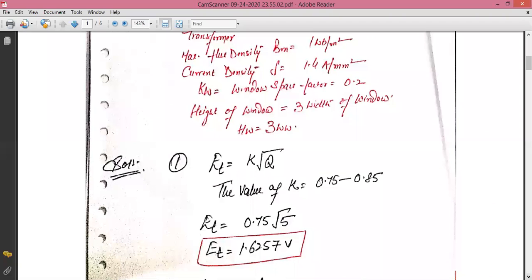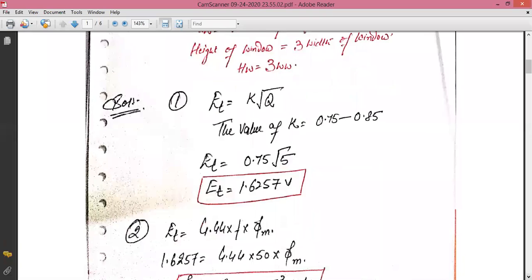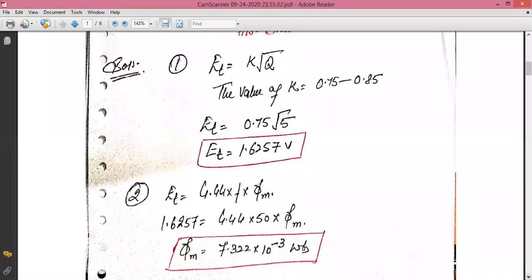you know that in step number two, we have to calculate the value of flux. So you can use the formula Et is equal to 4.44 into F into phi m. When you substitute all these values, Et becomes 1.6257 is equal to 4.44 into 50 into phi m, and from this you get phi m is equal to 7.322 into 10 raised to power minus 3 Weber. So in this numerical, your Et, that is EMF per turn, is equal to 1.6257 and your flux is equal to 7.322 into 10 raised to power minus 3 Weber.